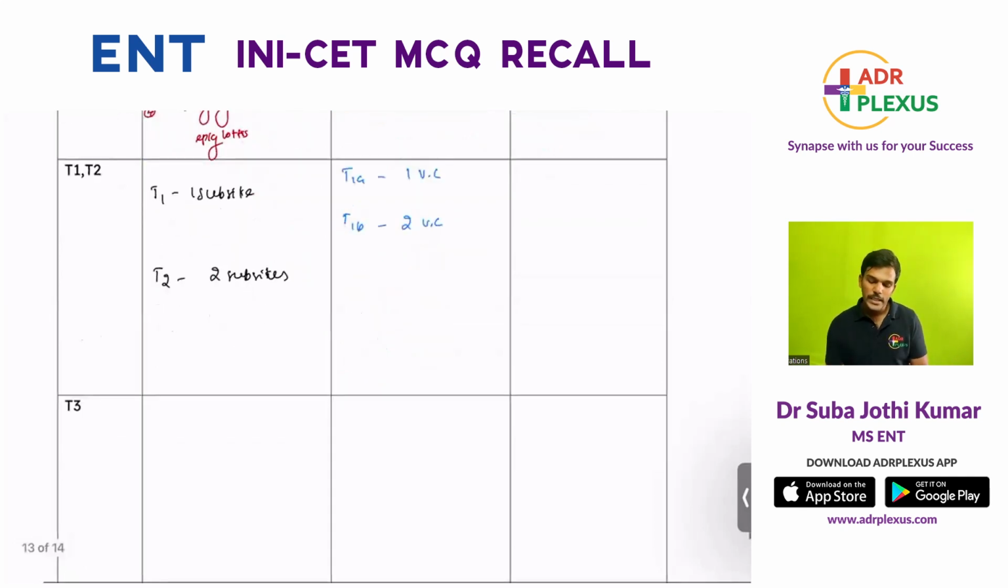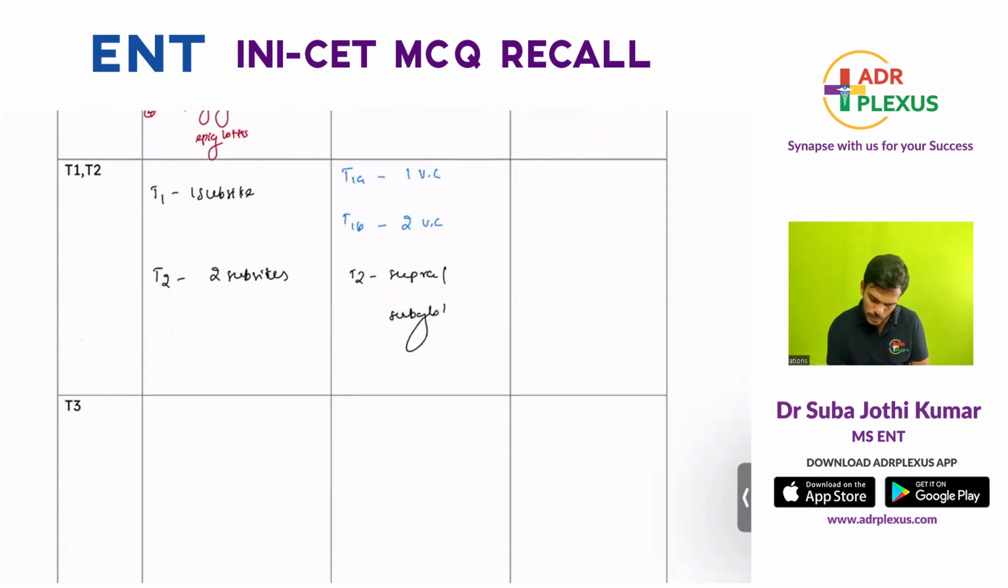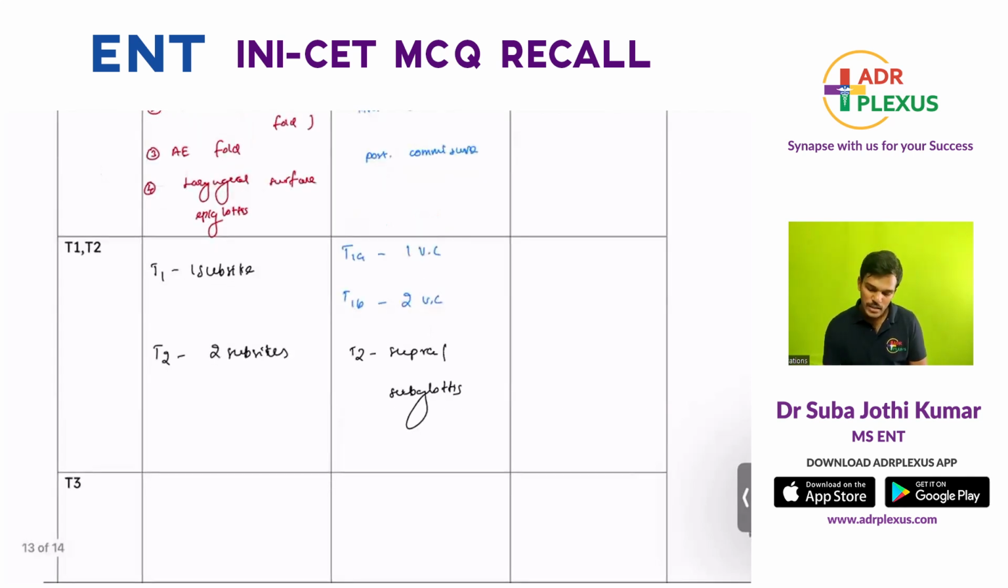Okay. In vocal cord, T2 is either involvement of supraglottis or subglottis. Here that is spread to the adjacent areas. Spread to the adjacent areas. Whereas in subglottis, involvement of only subglottis is T1. Spread to the glottis is T2.